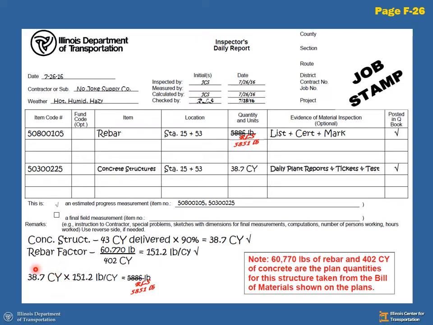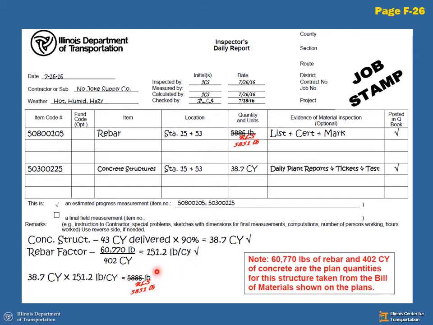We have our estimated 38.7 cubic yards times our rebar factor that we've calculated, 151.2 pounds of rebar for every cubic yard of structure. Here's our note that there's a total pounds of rebar and our total cubic yards in the structure. You can see right here where we've calculated the rebar factor, total pounds, total cubic yards. That's where we get our pounds per cubic yard.